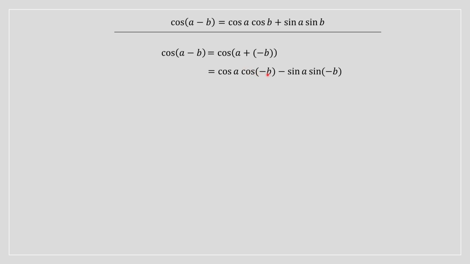So the cos of negative b, this here is an even function. Cos is an even function, which basically means no matter if it's a positive or negative sign in front of this b, you're still going to get the same answer when you solve it. So in that case, you can just write it as cos of b.